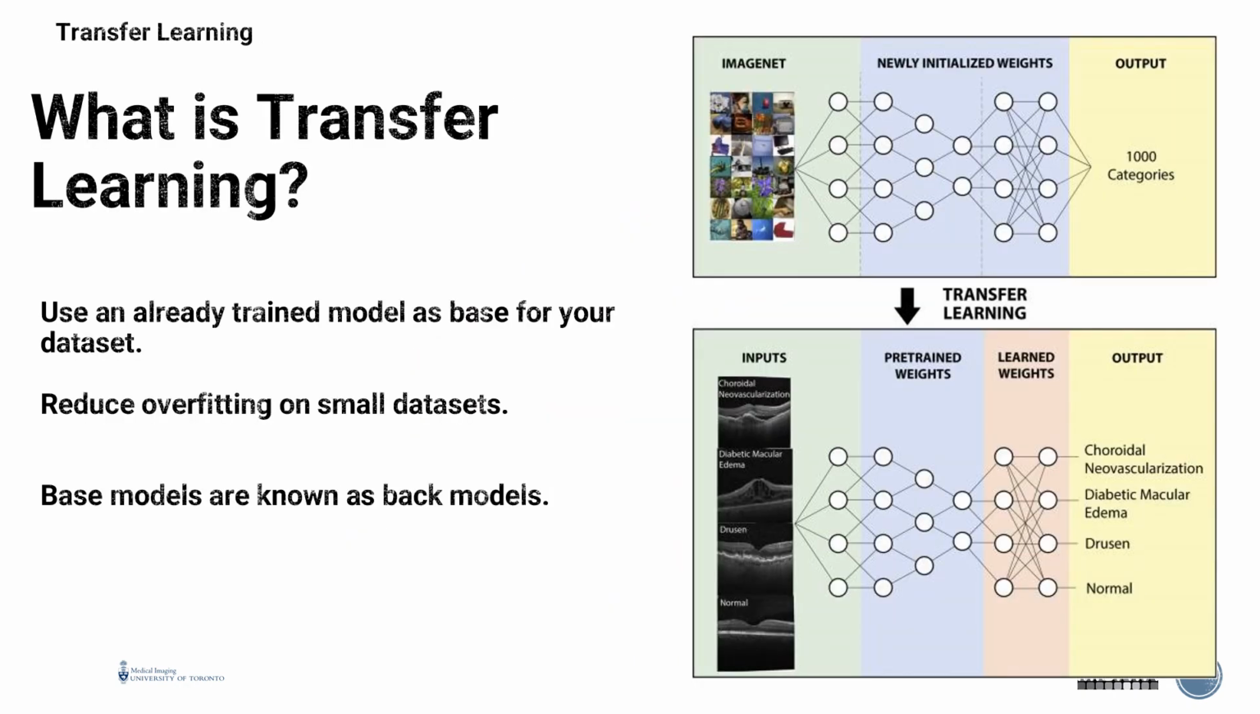The next definition we're going to tackle is transfer learning. I'm sure you've heard it many, many times, doing transfer learning on a deep learning project. Essentially, it's when you use an already trained model, so you're using the weights that are obtained from an already trained model as a starting point or a base for your data set. And what it does is it can reduce overfitting on relatively smaller data sets like yours, for instance, in machine learning, in medical imaging.